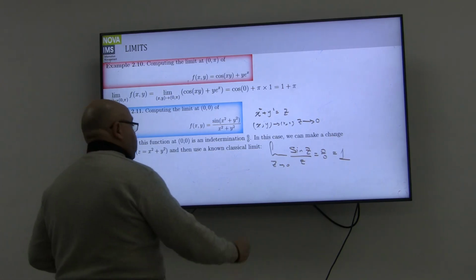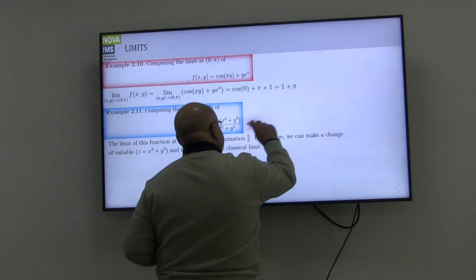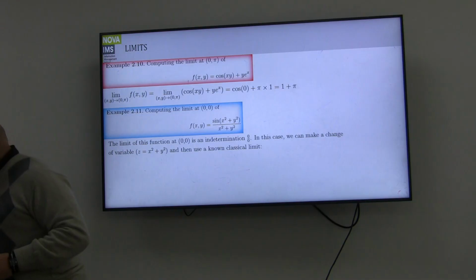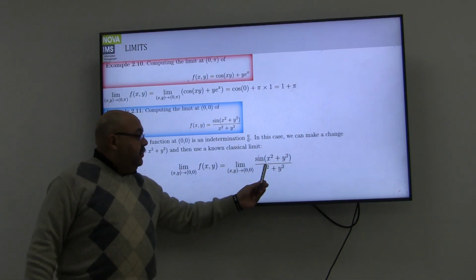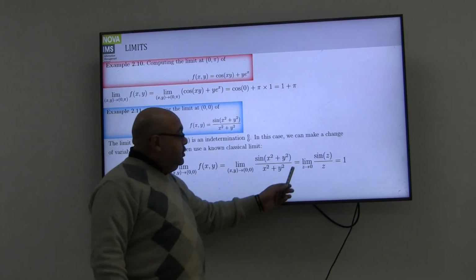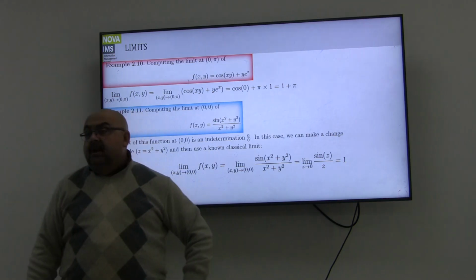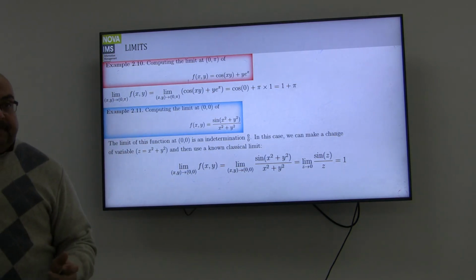Same way as in evaluating limits of single-variable functions, let's continue. For this problem also, as I told you, it's sine of x squared y squared divided by x squared y squared. Once you let z tend to 0, for sine z over z, the result will be equal to positive 1, and that's a very famous example.